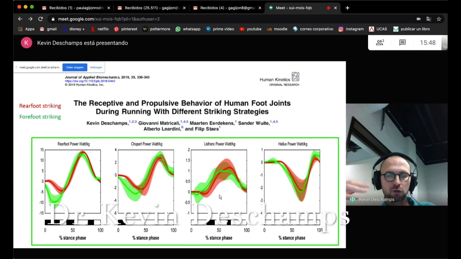Let's be clear. As you can see, there is some absorption, but we also saw some heterogeneity throughout the athletes. Basically, the Lisfranc joint has primarily generative capacity. And for the toes, you see again, also during running, it has considerable power absorption, which goes up to about 2 to 3 watts per kilogram.